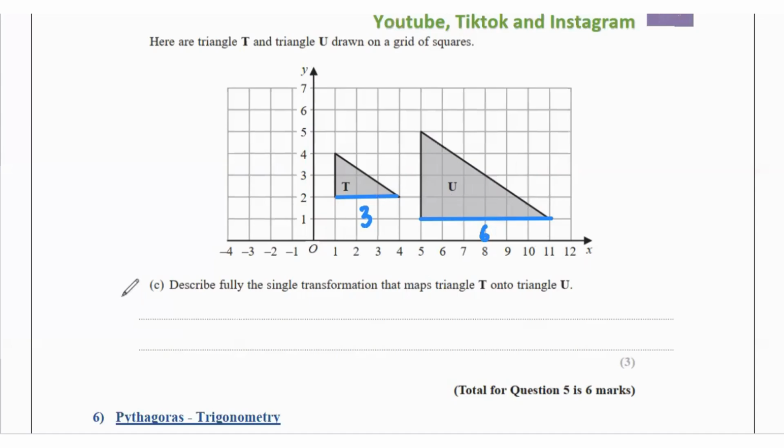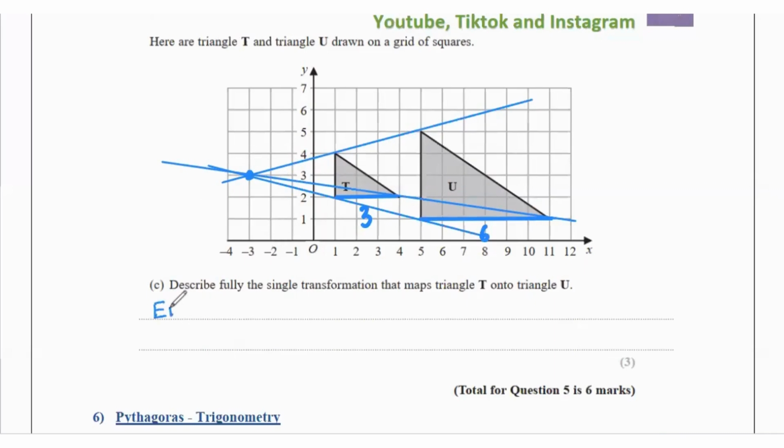Now for the center of enlargement, we connect corresponding points on both the shapes. And we can clearly see that this is our center of enlargement because all of these lines extended are going to pass through the same point. So that's -3 and 3.